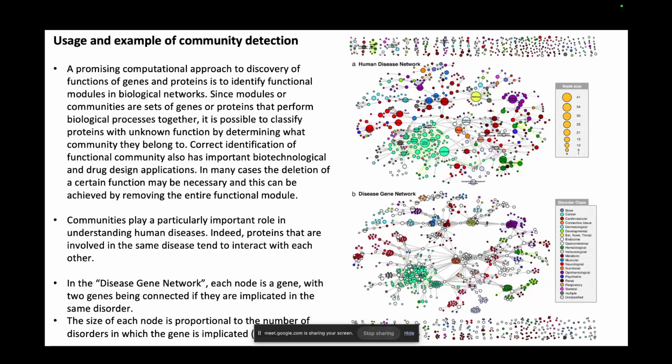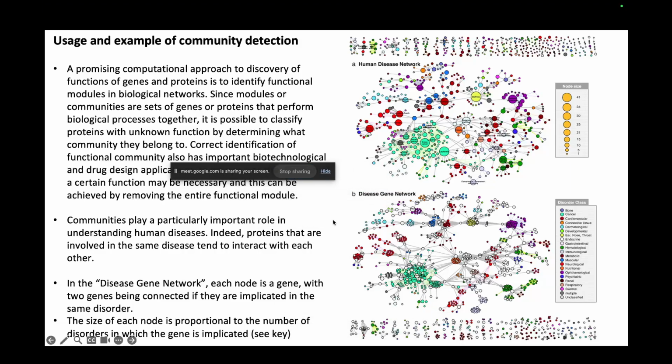Right? And communities also play a particularly important role in understanding human diseases. Proteins that are involved in the same disease, obviously, as I was saying, tend to interact with each other, so they will be part of the same community. In the disease gene network, each node is a gene, with two genes being connected if they are implicated in the same disorder, and the size of each node is proportional to the number of disorders in which the gene is implicated. So this is basically the human disease network and the disease gene network.